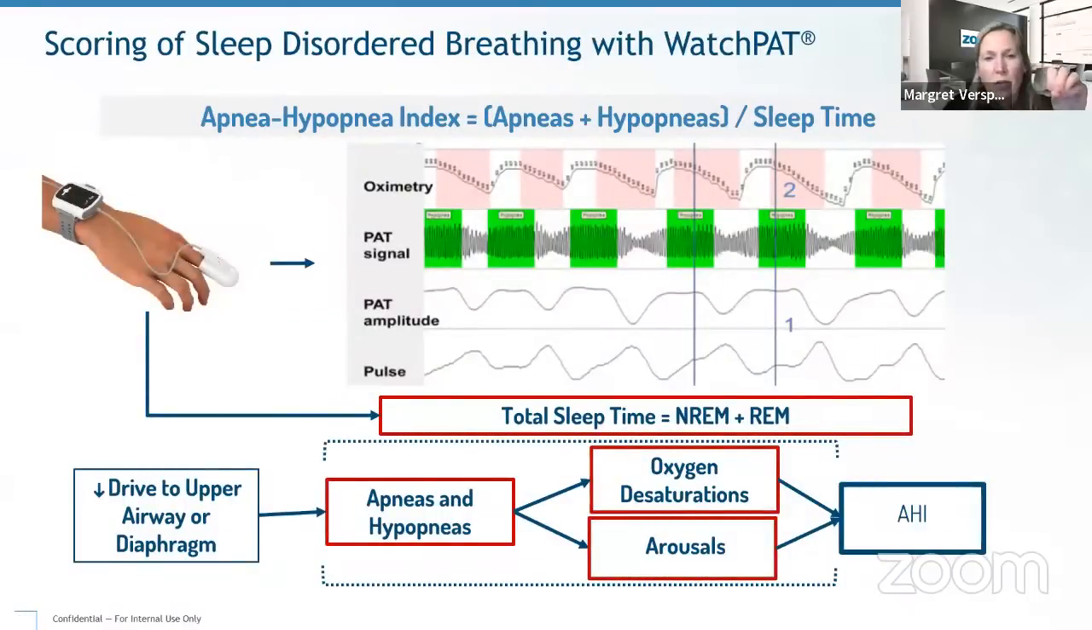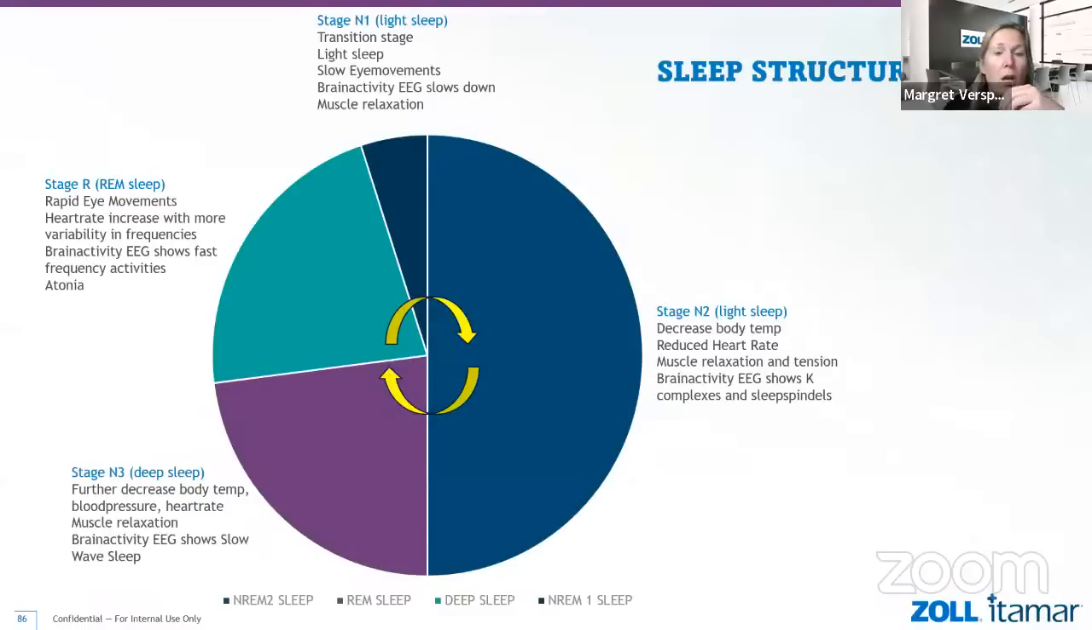So again, what do we measure? Apnea-hypopnea index, measured by oxygen desaturations and arousals, and based on the total sleep time, we calculate the AHI. Also, we look at sleep structure. So this is what I already mentioned. In the different sleep stages, we see different activities. So also different sympathetic activation.